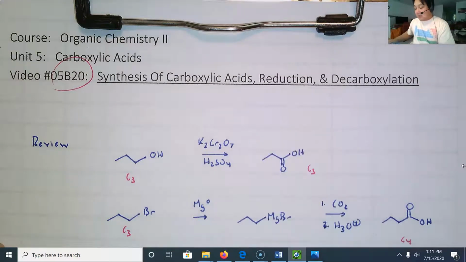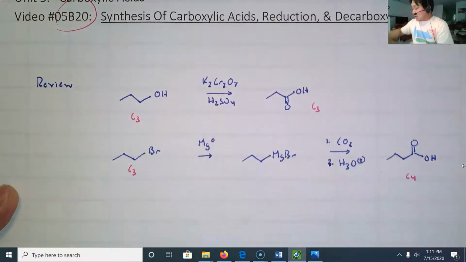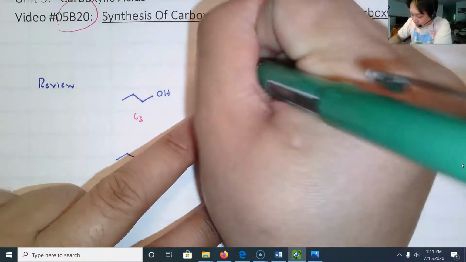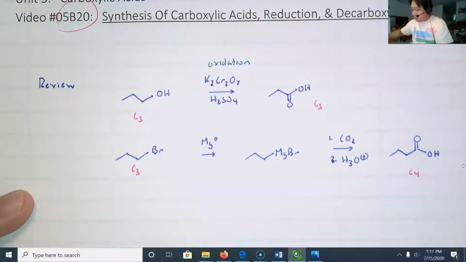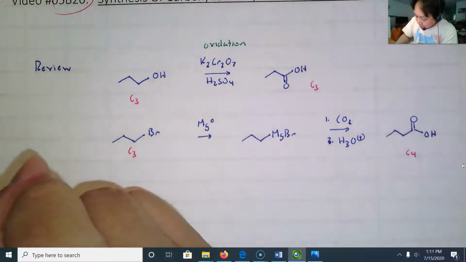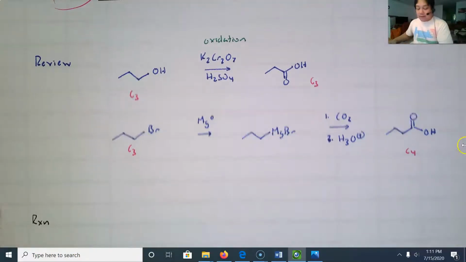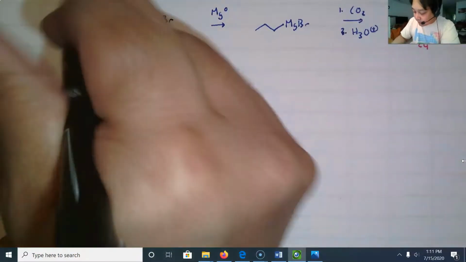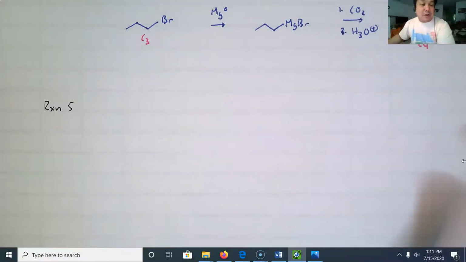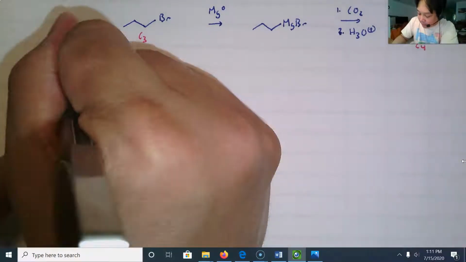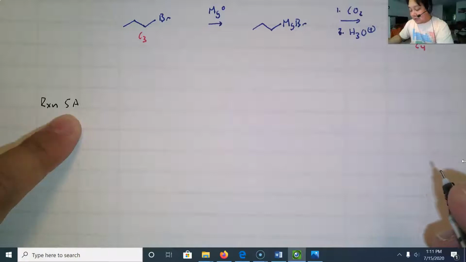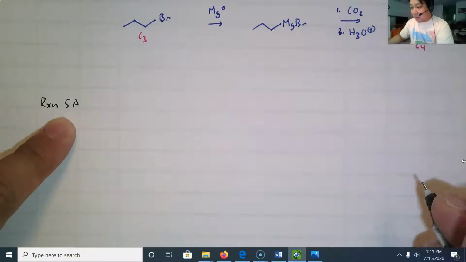Reduction. Well, here we have oxidation. The backwards of this would be reduction. This is oxidation. The backwards would be reduction. And this is our first new reaction in Unit 5. Actually, I should have done this at the start: I'm going to put the unit number and the reaction letter. This is the first reaction, reaction 5A. Reduction.